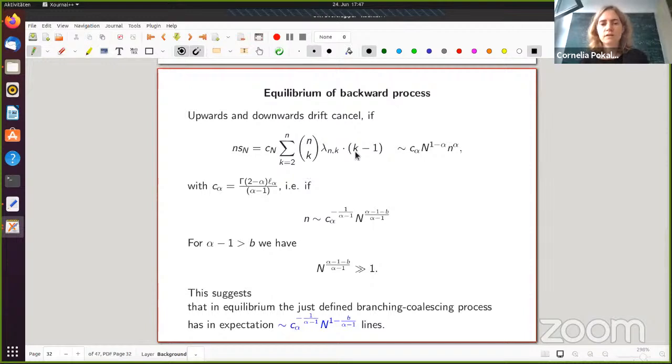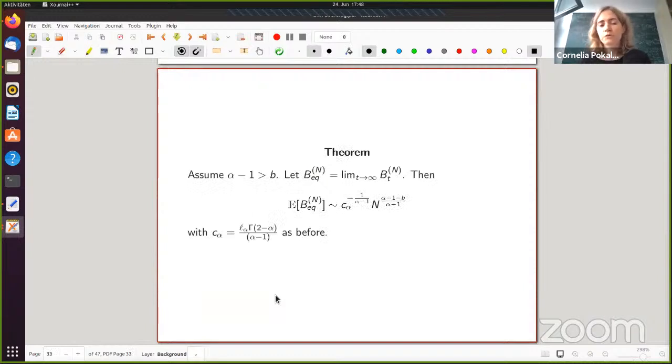So if one calculates with these rates, it turns out that this is a sum of gamma functions, and one can understand the asymptotics of these gamma functions. So it's asymptotically equal to this expression here, and then we can solve this for the number of lines at which the upwards and downwards drift cancel, and one obtains this expression here. One would guess that the expectation of the equilibrium backward process will have this many lines if this number is large, because then we can use this asymptotic formula. This is the case if alpha minus 1 minus b is larger than 0, or alpha minus 1 is larger than b. And in fact, one can also prove this.